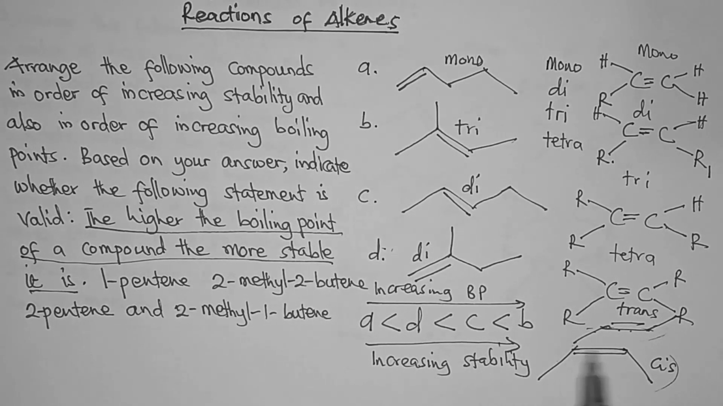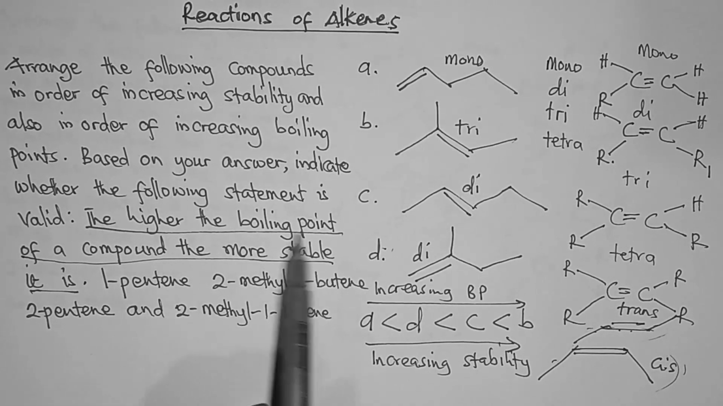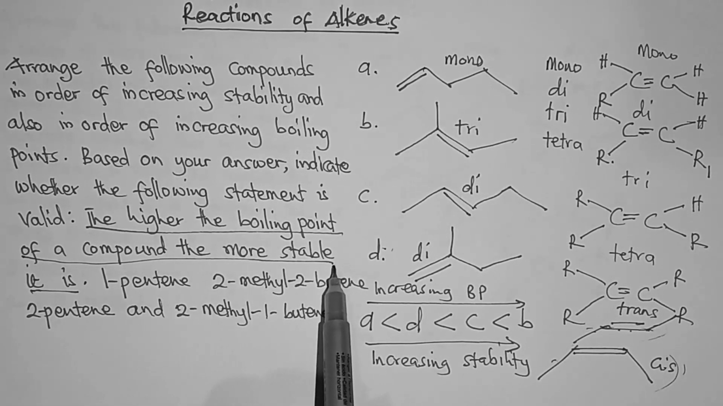However, for cis-2-butene, the alkyl substituents push electrons into the carbon-carbon double bond in the same direction, and therefore this cis molecule has a net dipole. Because of the net dipole, cis-2-butene is polar, and because it's polar, it is held by stronger forces compared to trans-2-butene. So though trans-2-butene is more stable than cis-2-butene, cis-2-butene has a higher boiling point, and that is contrary to the statement that the higher the boiling point of a compound, the more stable it is.